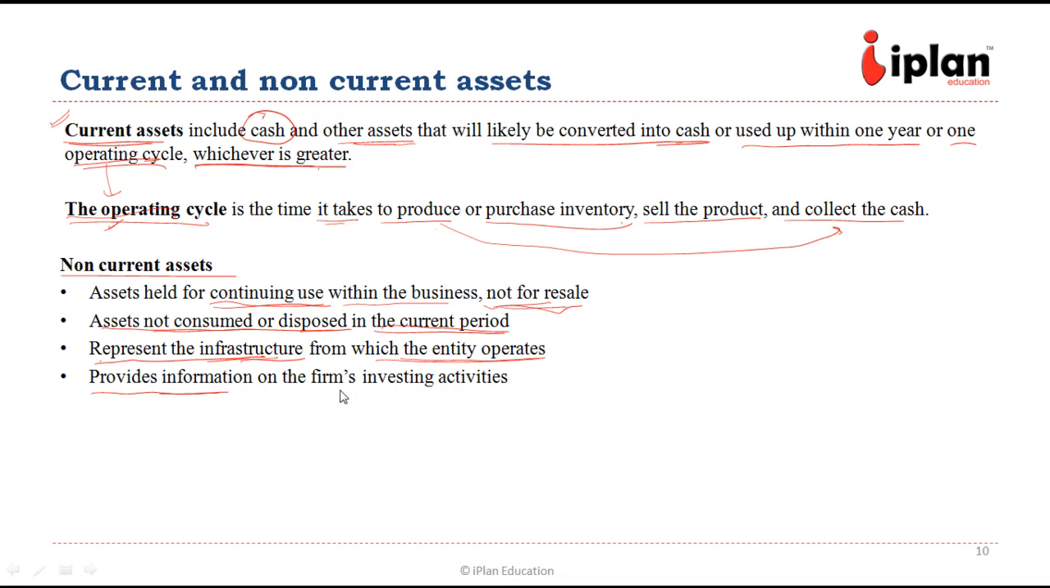Non-current assets provide information on the firm's investing activities. So non-current assets are typically long-term, which represent where the company is investing. So it might be investing in buying plants, buying natural resources, or certain machinery which is going to be employed for the company's operations. Since these assets are going to be consumed over a longer period of time, they are categorized as non-current assets. Now let us look at current liabilities.